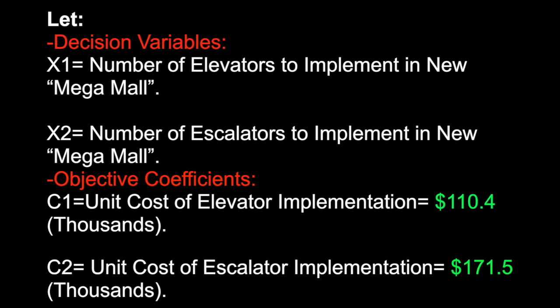Now, to solve this problem, we have to identify our decision variables and our objective coefficients for the optimal solution. Let's say our first decision variable, x1, is the number of elevators to implement in the new mega mall, and x2 is the number of escalators to implement in the new mega mall. Our objective coefficients: c1 is the unit cost of implementing an elevator, which we have discussed earlier, and c2 is the unit cost of implementing an escalator.